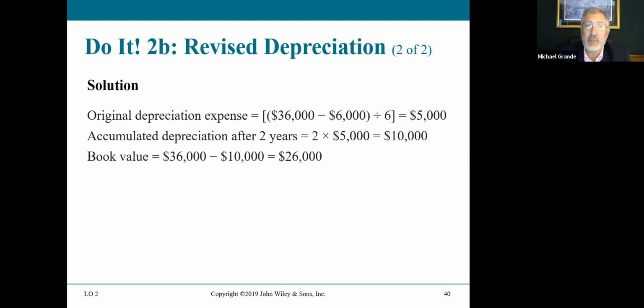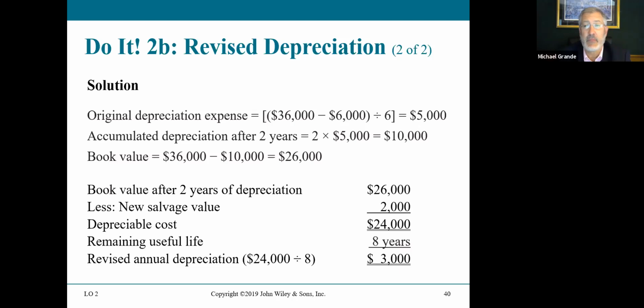Compute the revised depreciation. So the original depreciation expense was $5,000 a year. The accumulated depreciation after 2 years was $10,000. The book value of that asset is now $26,000: original cost minus accumulated depreciation. Book value, $26,000. The new salvage value, right? Book value minus salvage value divided by the remaining years. Depreciable cost is now $24,000. The remaining useful life is 8 years. The annual depreciation is $3,000 per year for this year and going forward.